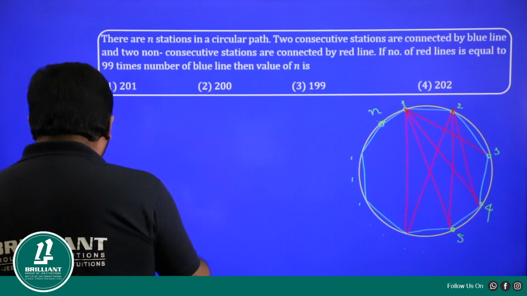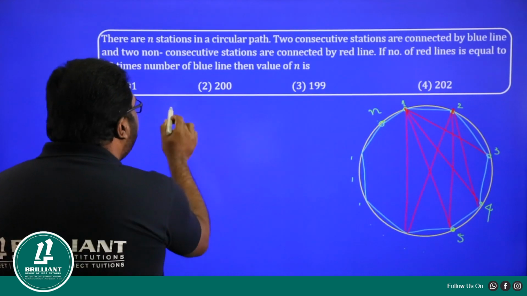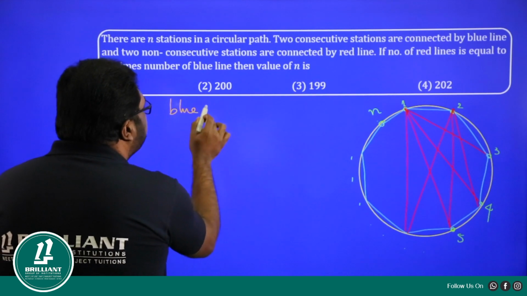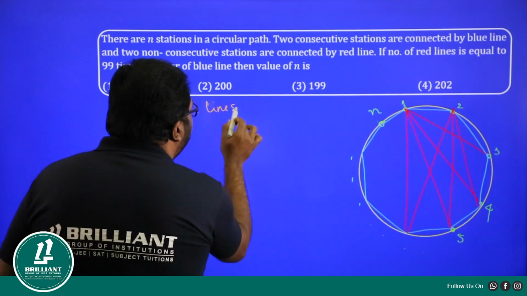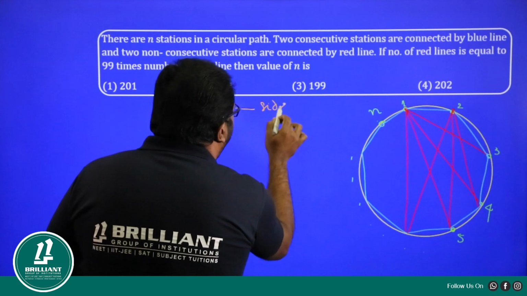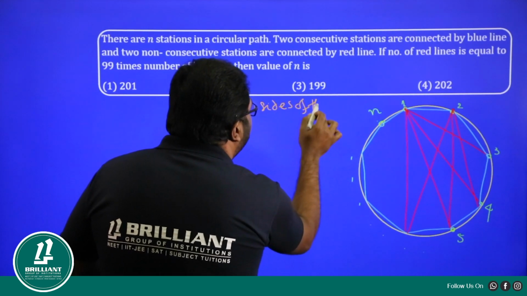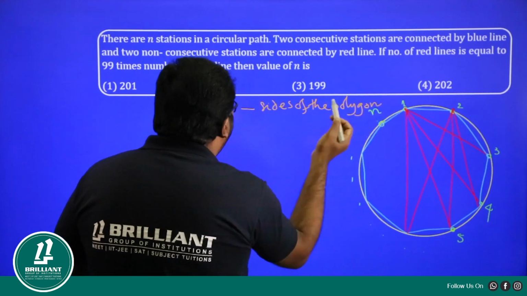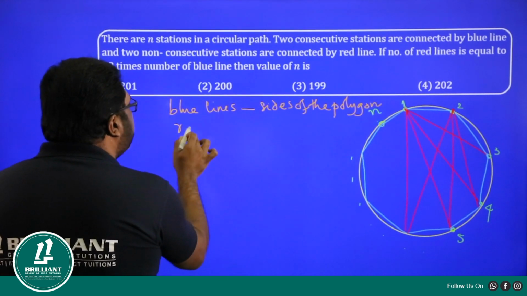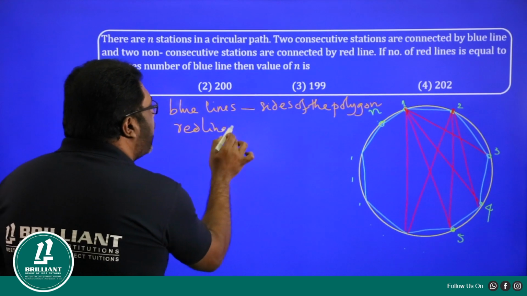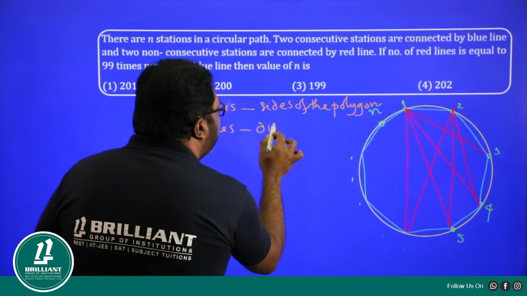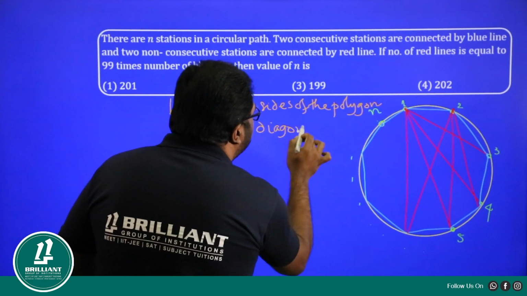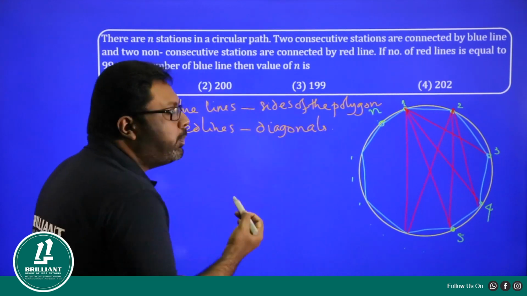So I'll mention it again. Blue lines are the sides of the polygon. Okay, and the red lines are the diagonals. Now what am I supposed to do?